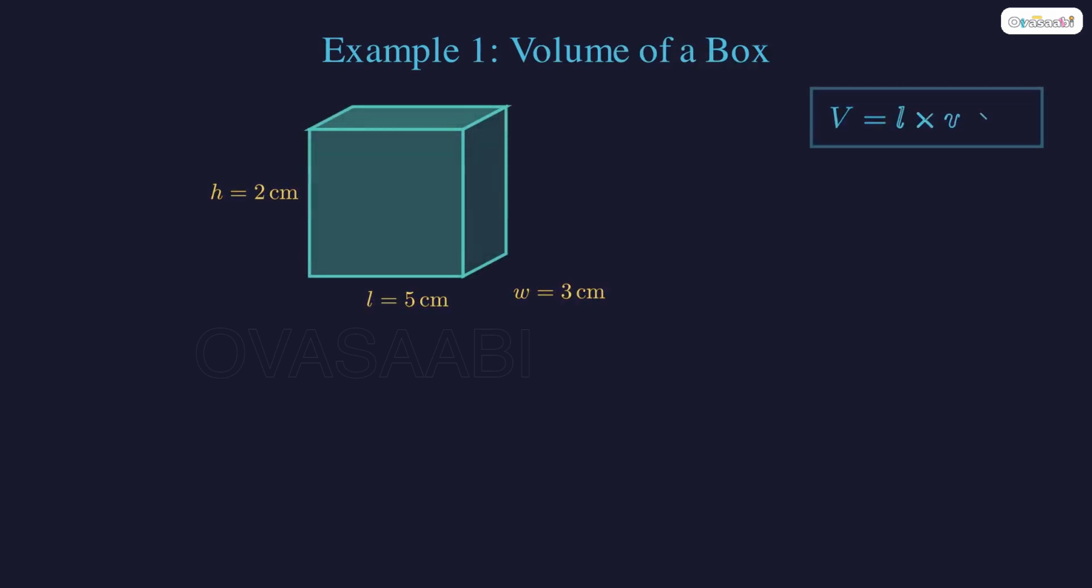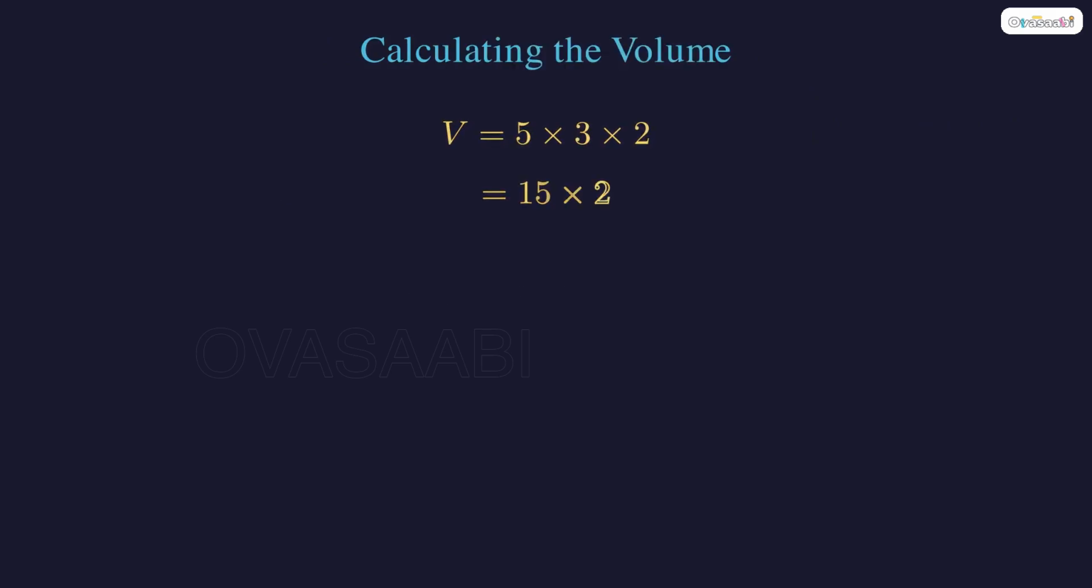Example 1. Find the volume of this box. Length is 5 centimeters, width is 3, and height is 2. We use the formula volume equals length times width times height. Multiply. 5 times 3 gives 15. Then 15 times 2 gives 30. So the volume is 30 cubic centimeters. Always remember to write the correct unit.